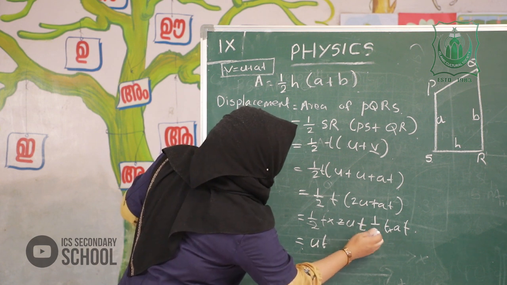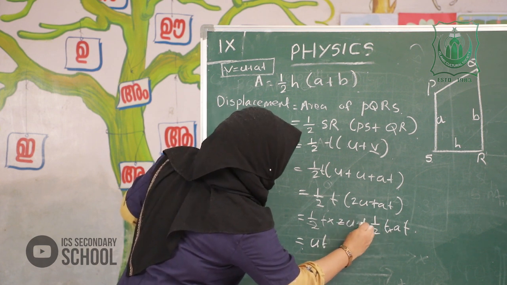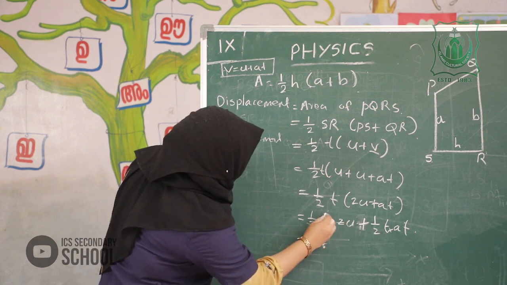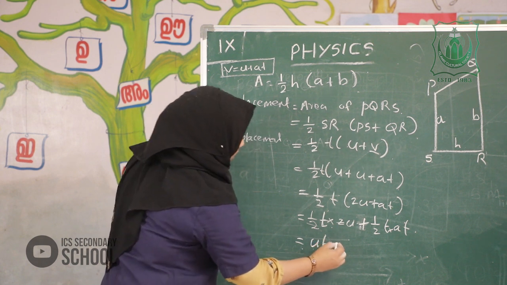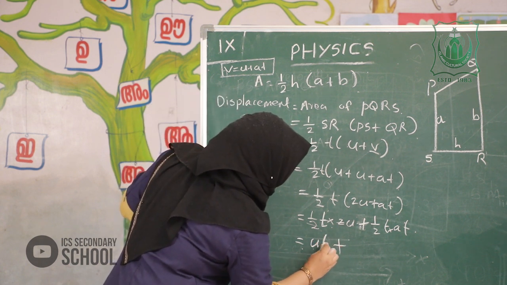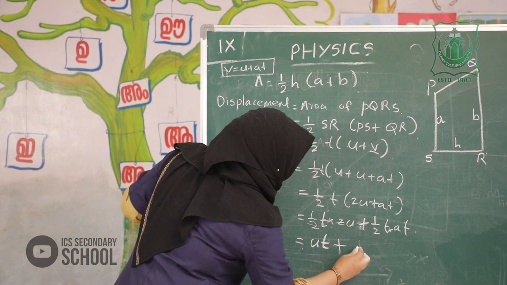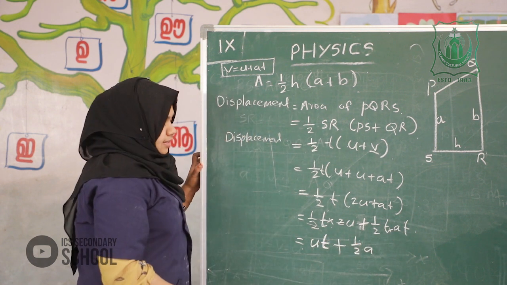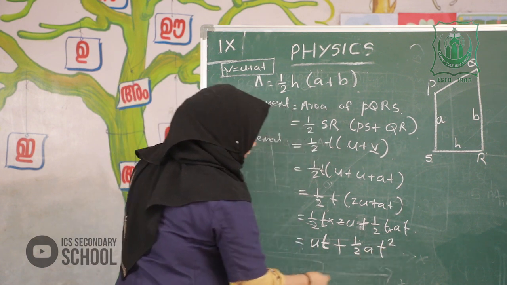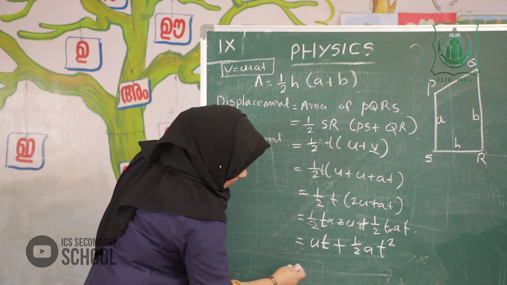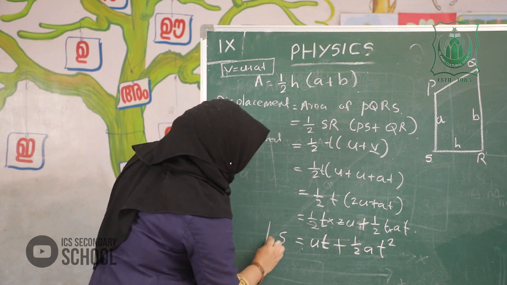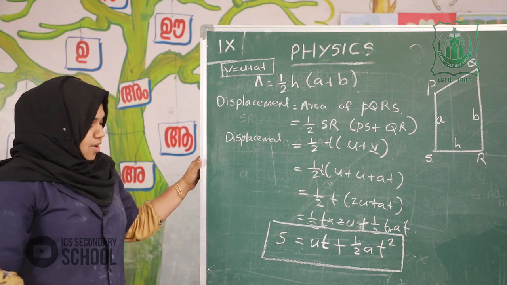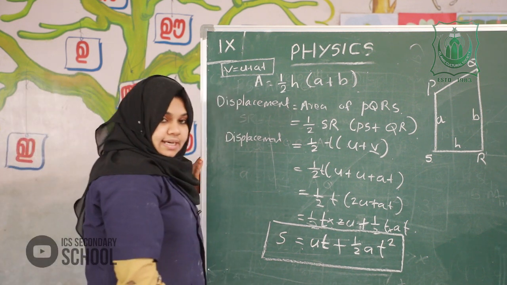Half t into 2u. Sorry. Half t into 2u. Here left u, this t. Yes, ut plus half a t into t, what? t square. Half a t square. ut plus half a t square. Yes, this is the second equation of motion, that is the position time relation.